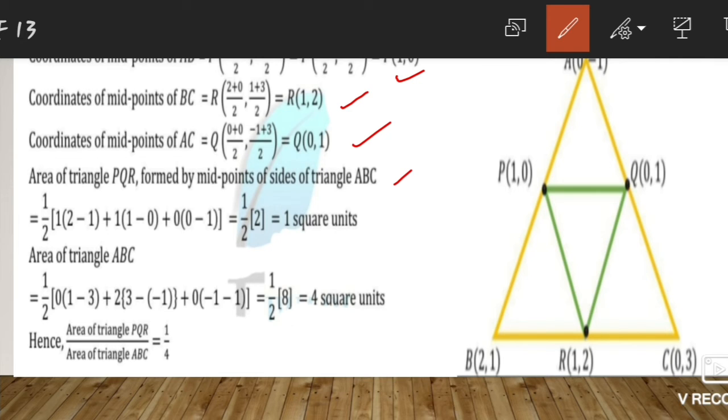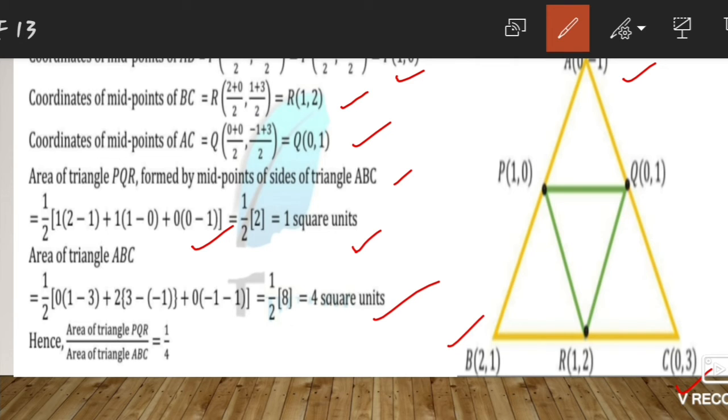If you put the values of the coordinates of PQR in the formula, you will get the area of PQR as 1 square unit. Okay, also the coordinates of ABC are given, so put the values of the coordinates of ABC in the main formula of area of triangle. You will get the area of triangle ABC is equal to 4 square units.